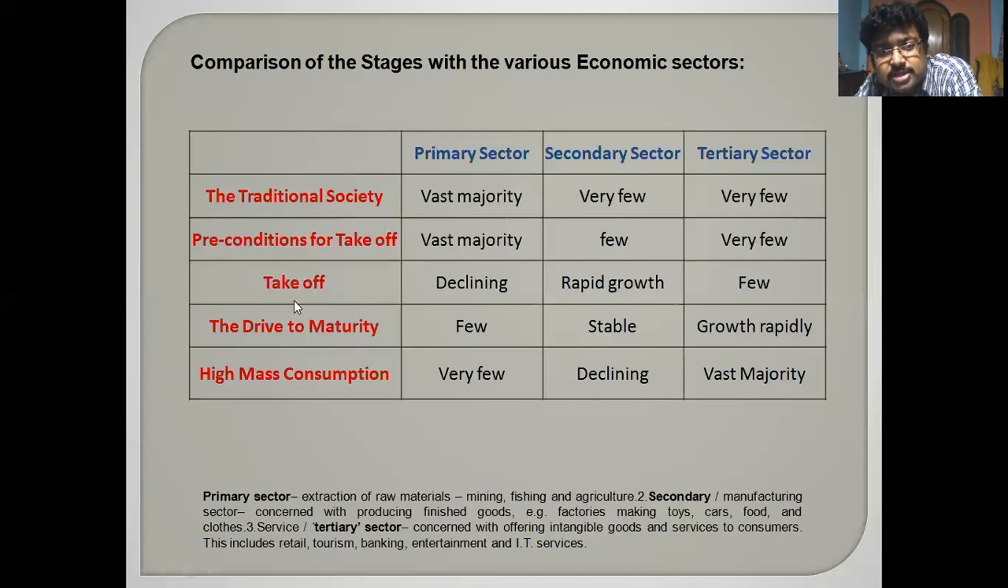In the fourth stage, you can find the importance of the tertiary sector, and in the fifth stage, the primary sector is very few, the secondary sector is declining, and the tertiary sector is the vast majority. As a vast majority, you can find a very important role for the tertiary sector in the fifth stage, that is, high consumption. So in this slide, I try to compare the five stages on the basis of the three sectors, that is, the primary sector, secondary sector, and tertiary sector.